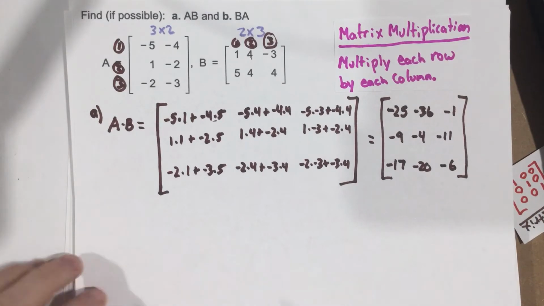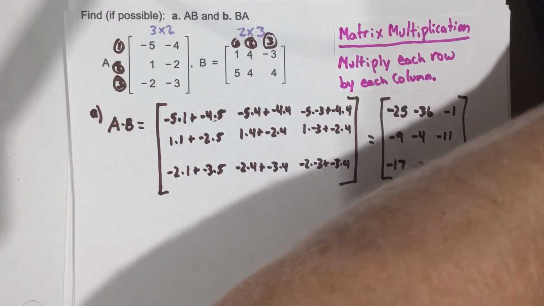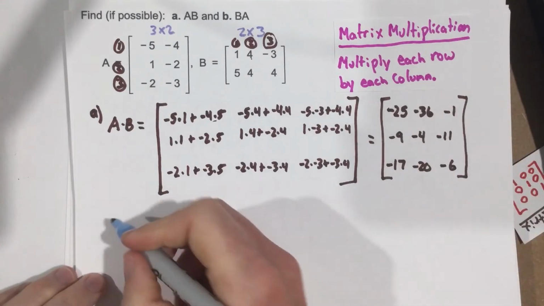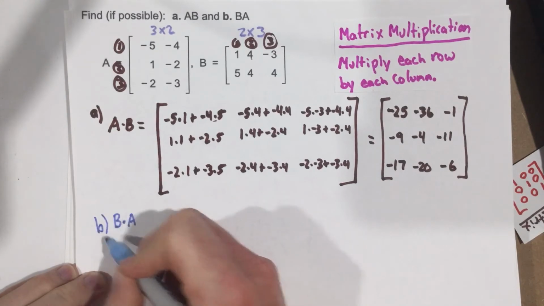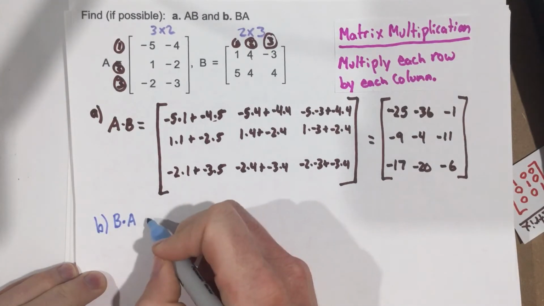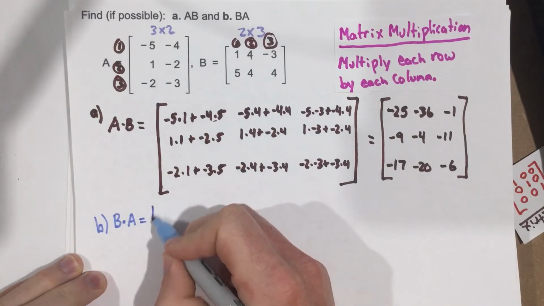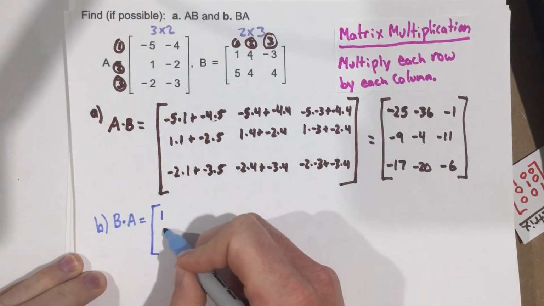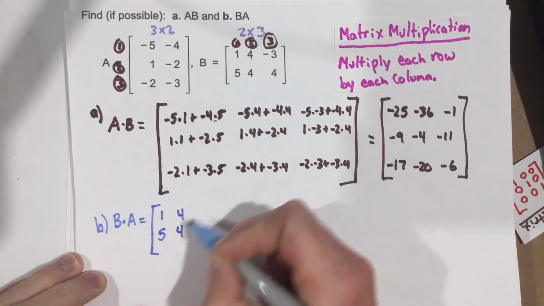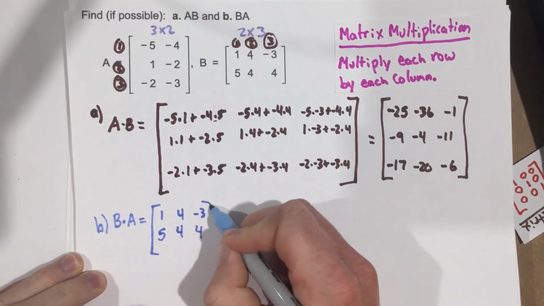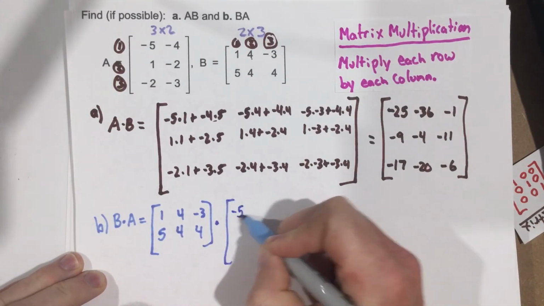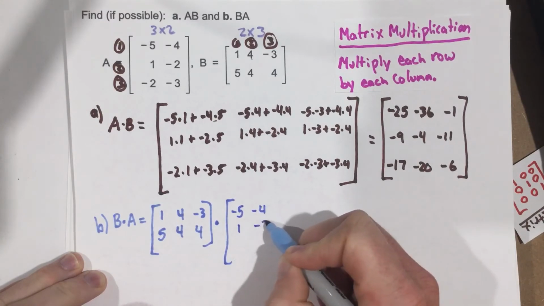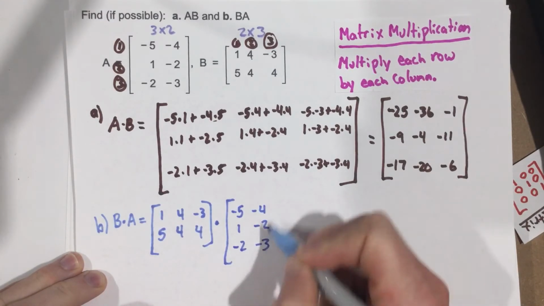Now we want to do B times A. So I'm going to go ahead and write in a different color. So we want to do B times A, and this is part B. I'm going to go ahead and write these matrices out real quick. So we're going to take 1, 5, 4, 4, negative 3, 4, and we're multiplying it by negative 5, negative 4, 1, negative 2, negative 2, negative 3.